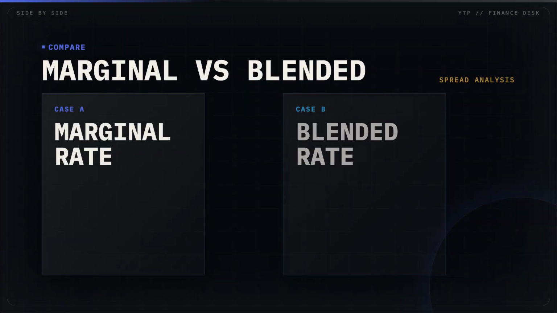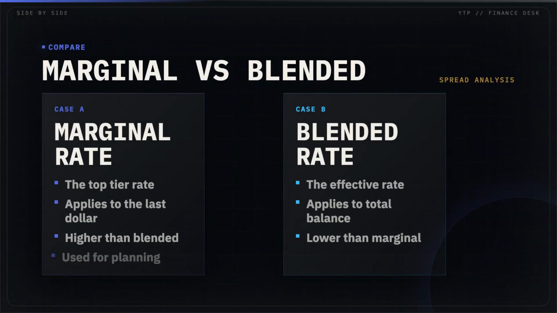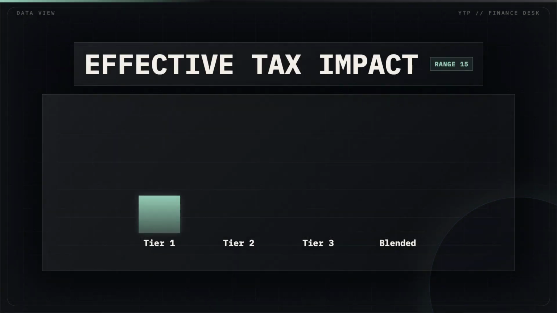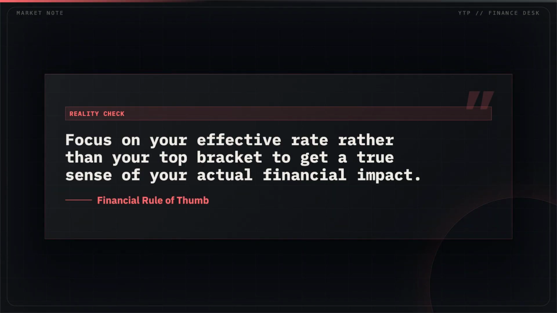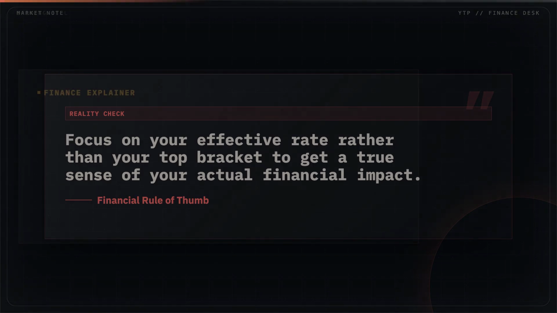Don't confuse your marginal rate with your blended rate. The marginal rate is the tax on your last dollar, while the blended rate shows your actual average cost. As you can see, the blended rate sits comfortably between your lowest and highest tiers, providing a clearer picture of your total financial burden. Always look at your effective or blended rate to understand the true impact on your wallet rather than just looking at the top bracket.